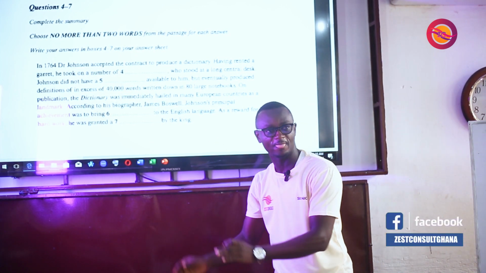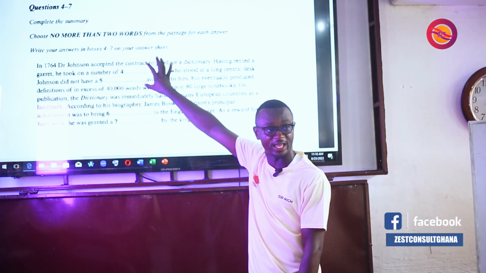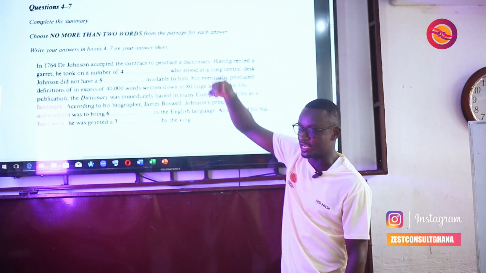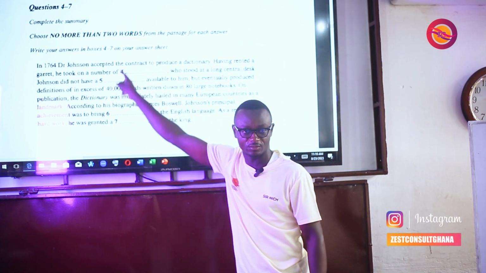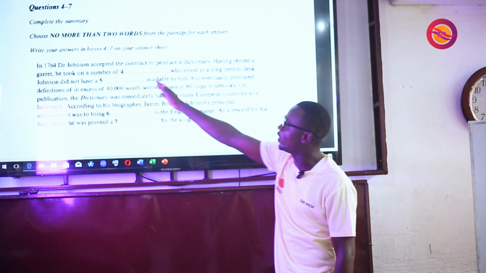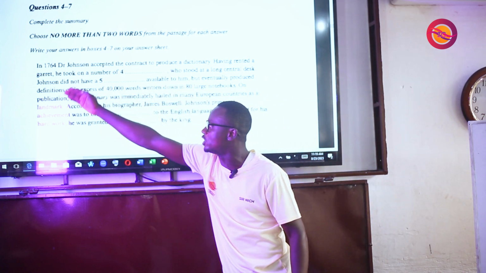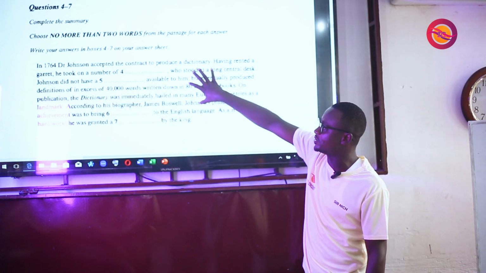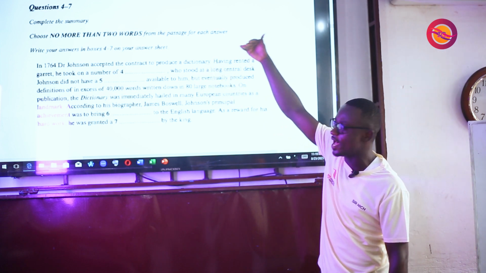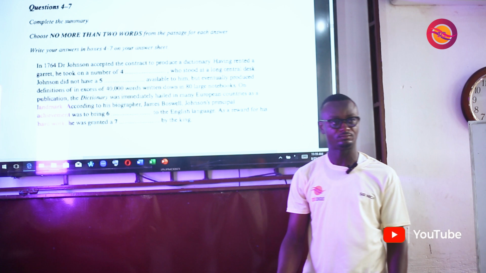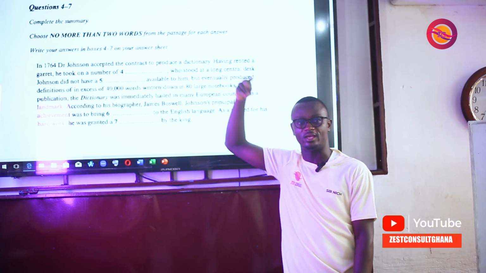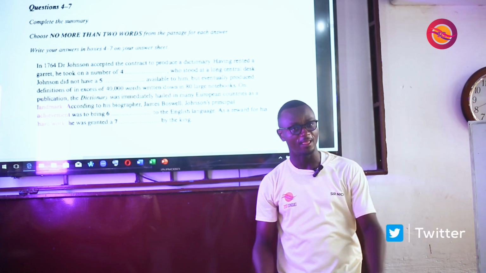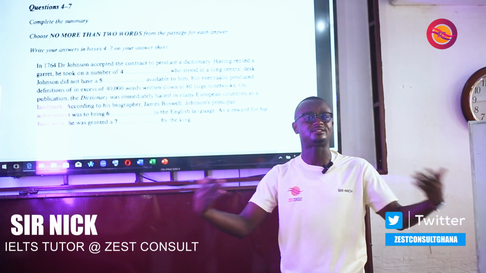Now, realize that this summary here that began with in 1764 is incomplete because of the gap created. Yes or no? Now it continues through to Johnson did not have a dash again. So realize that in the presentation of this summary, there have been gaps created. So for the gaps created, it is imperative for us to complete them by using information from the passage. This is a summary completion question type.